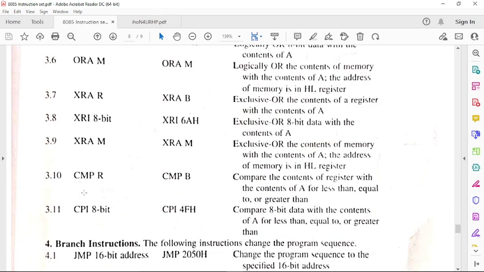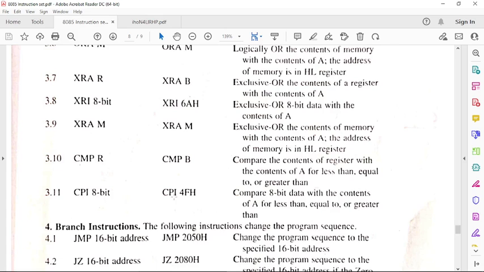Now let us talk about the compare instruction. CMP R, CMP B: compare the content of a register with the content of the accumulator. So where are the two numbers? The first number is in the accumulator and the second number is in register B. We have to compare these two numbers for less than, equal to and greater than by using this instruction.